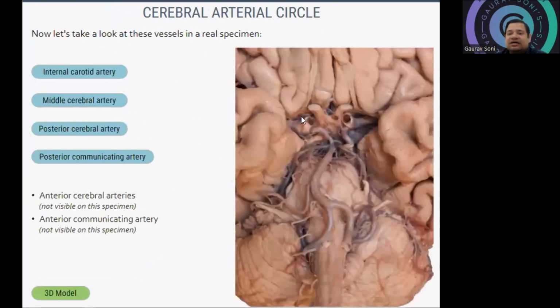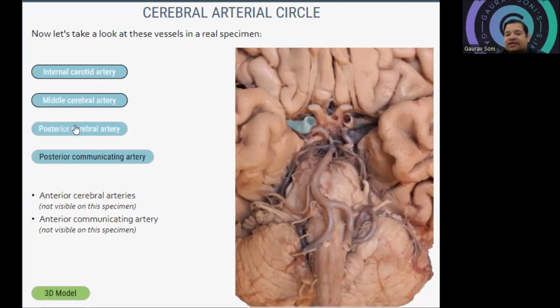Next, you can see a dissected part. So here also you can see that there will be anterior carotid artery, this part, then middle cerebral artery which goes to the medial part, posterior cerebral artery coming from the posterior side, that is from the vertebral basilar system, then posterior communicating artery. This will be part of one side of the circle of Willis. The anterior cerebral artery is not visible here, and anterior communicating artery also not visible here, but these 4 can be seen from this particular specimen.